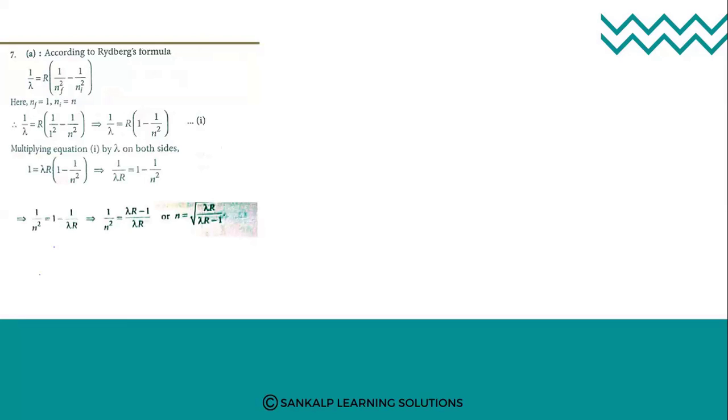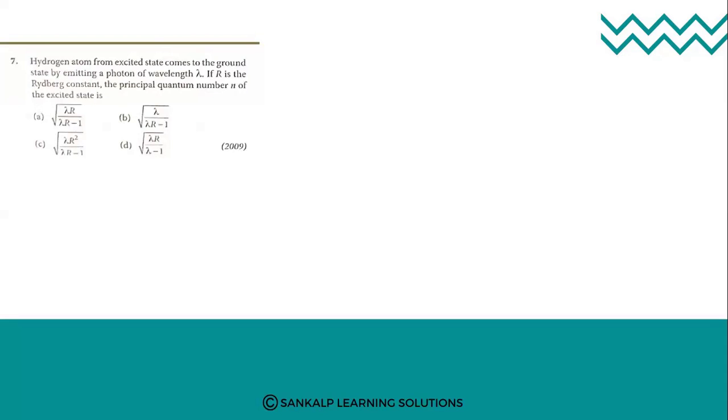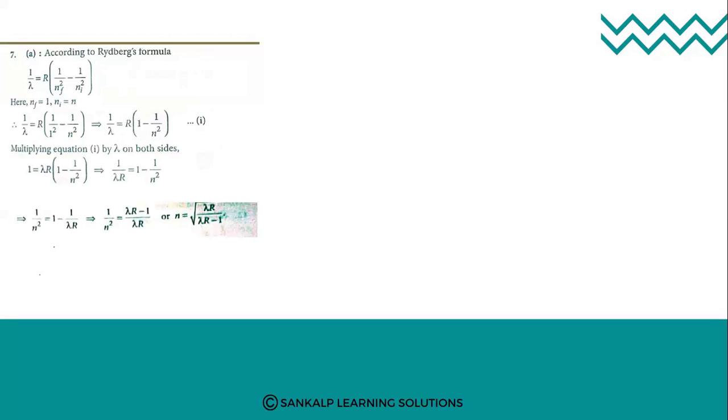According to Rydberg's formula, the expression is given as 1 by lambda is equal to R into bracket 1 upon nf square, that is final, minus 1 upon ni square. So nf is 1, ni will be n. As they have specified, it takes the transition from excited state to the ground state. Therefore, for the excited state ni is n, and for the ground state nf is equal to 1. So substitute.